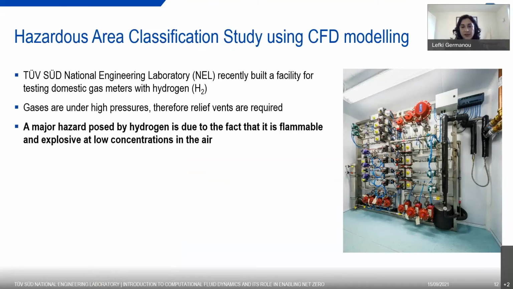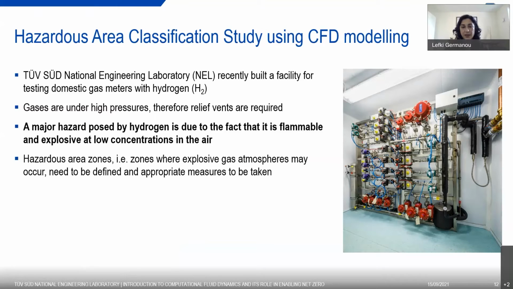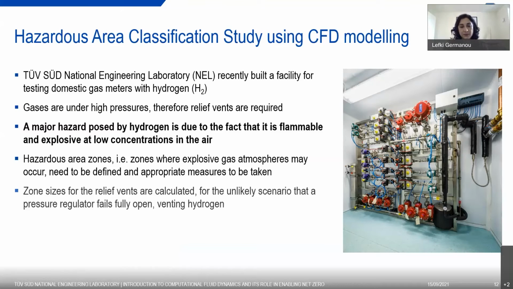As the hydrogen is vented in the atmosphere, a major hazard is posed due to the fact that it is flammable and explosive even at low concentrations in the air. The hazardous area zones, therefore, need to be defined and we need to take appropriate measures. These are the zones where explosive gas atmospheres may occur. In this study, zone sizes for the relief vents were calculated for the unlikely scenario that the pressure regulator fails fully open while it is venting hydrogen.